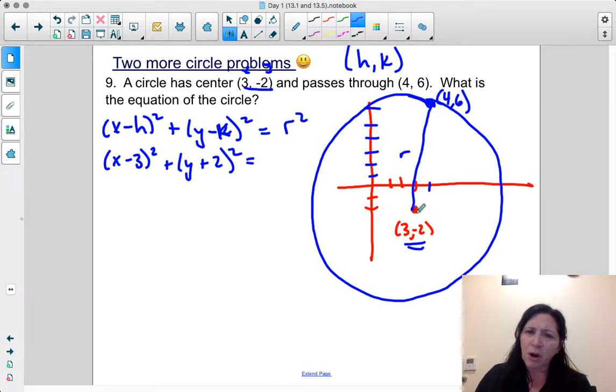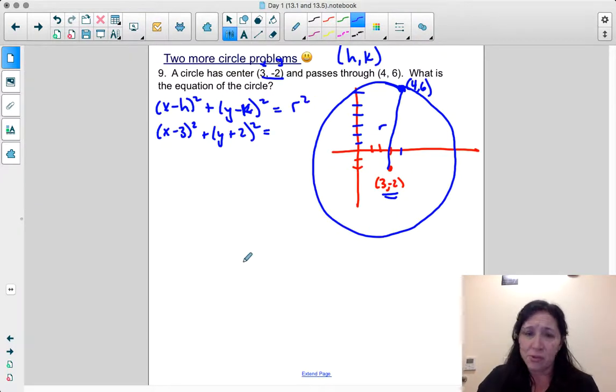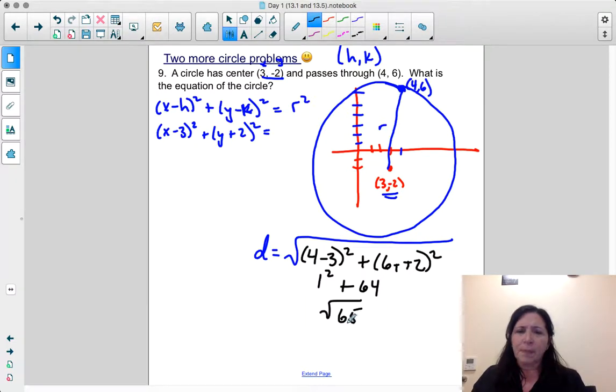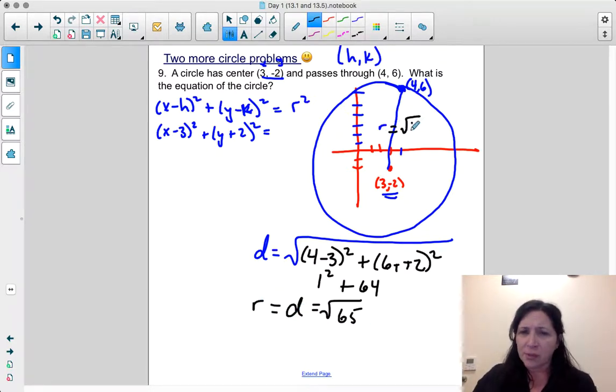In order to find r, I can either make a right triangle or I can use my distance formula, which I'm going to choose to do. So my distance between the 2 points is going to be the square root of (4 minus 3) quantity squared plus (6 minus -2) quantity squared. So this is 1 squared plus 8 squared, which is 64. 64 plus 1 is root 65. Now, d, my distance or my radius, is the square root of 65.